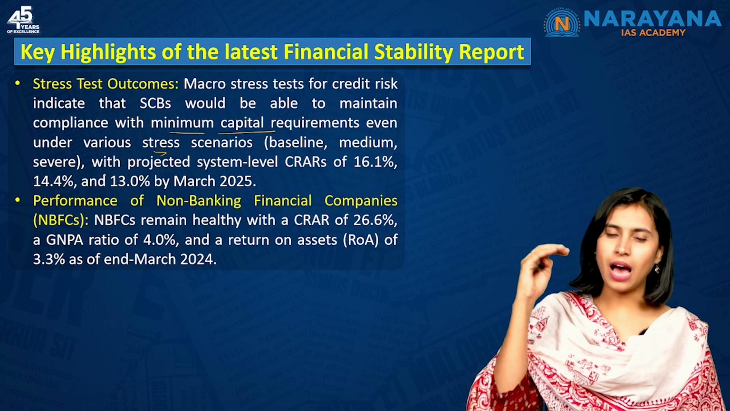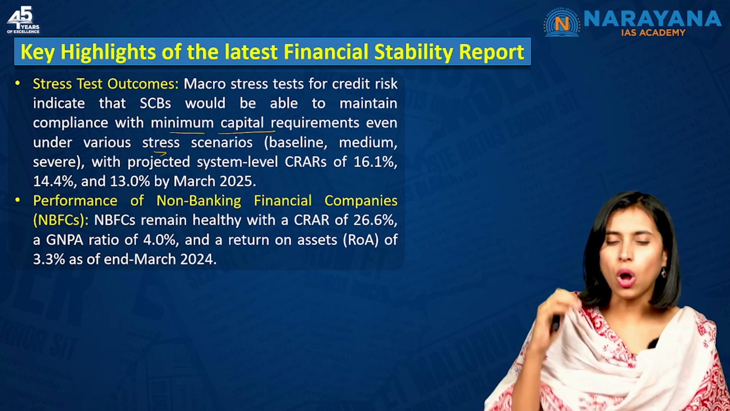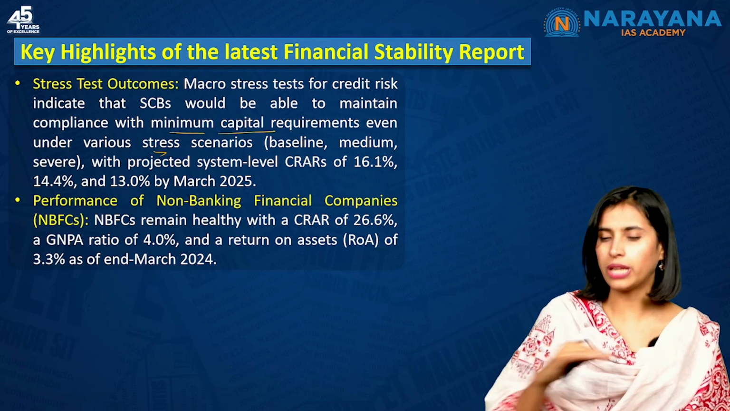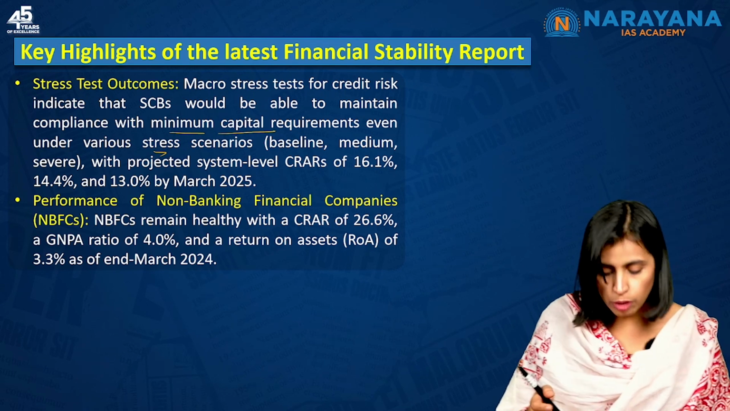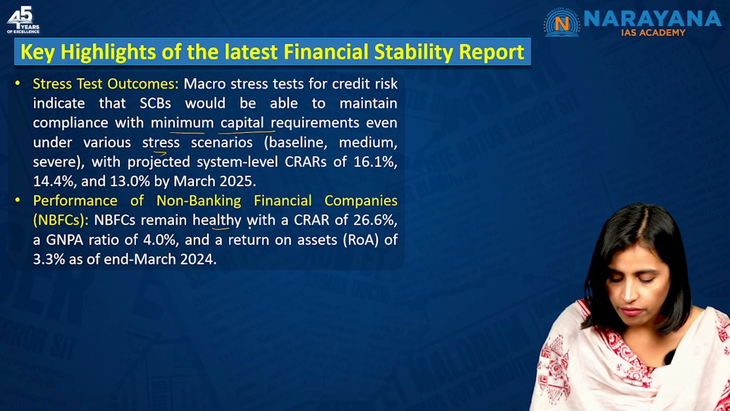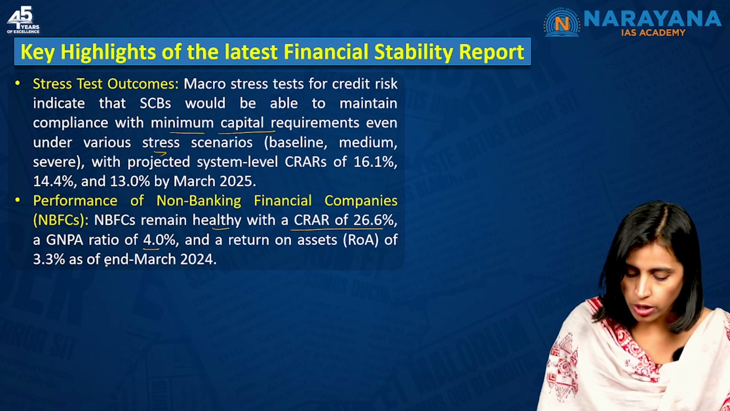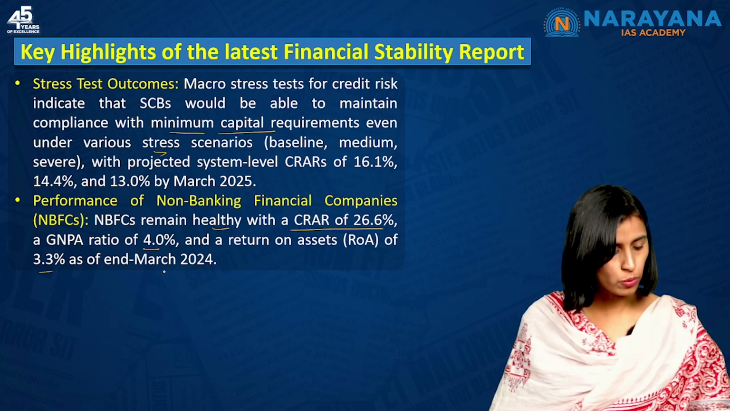That means our weighted risk assets, that means our assets which are not risky, their particular percentage will be good. That means they won't easily be converted to non-performing assets. Also, the performance of non-banking financial companies (NBFCs) has remained healthy, with the CRAR at around 26.6%, the GNPA at 4.0 and the return on assets around 3.3 as of March 2024.